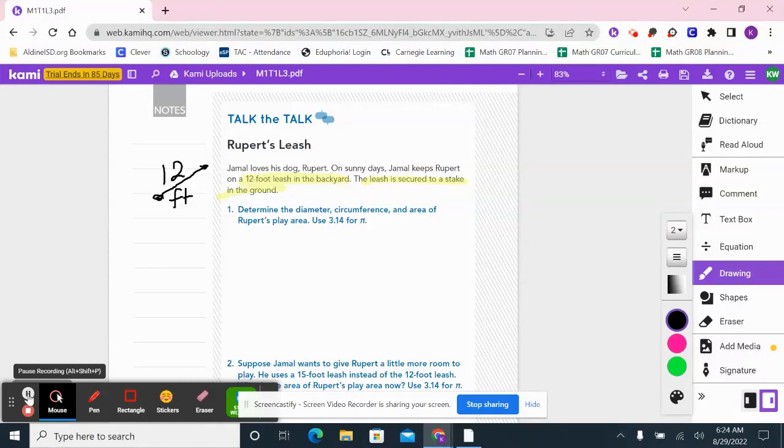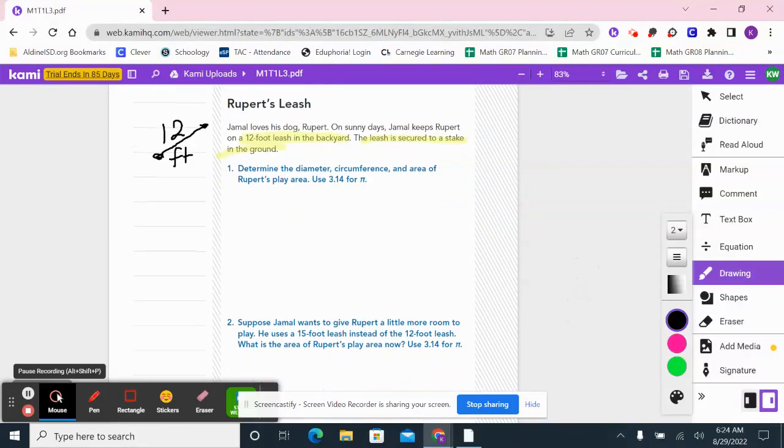Think about what shape would form if the dog starts to run around. So now let's look at question number 1. It says determine the diameter, circumference, and area of Rupert's play area. Use 3.14 for pi. And question number 2 says, suppose Jamal wants to give Rupert a little more room to play. He uses a 15-foot leash instead of a 12-foot leash. What is the area of Rupert's play area now, using 3.14 for pi?